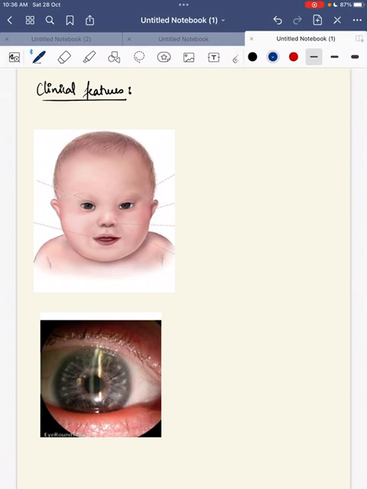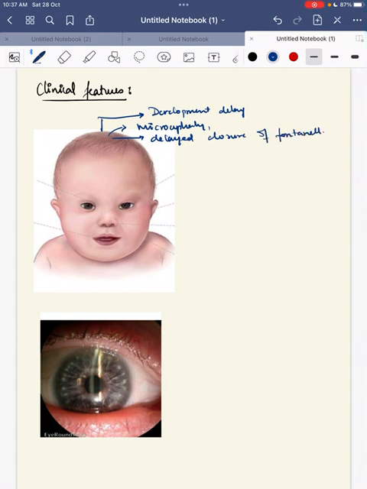Next we'll go on to its clinical features. In clinical features, we'll start from head to toe. In the CNS, the child will have developmental delay, microcephaly. The child will have delayed closure of fontanelles. The child can have 3 fontanelles and will have a flat occiput.